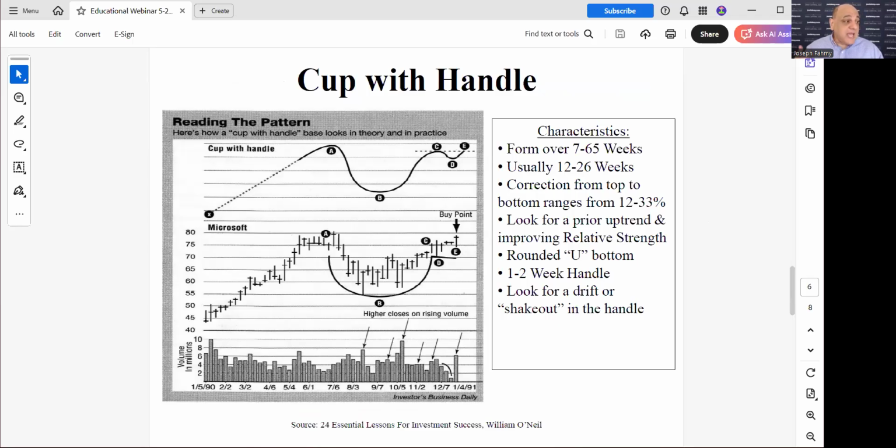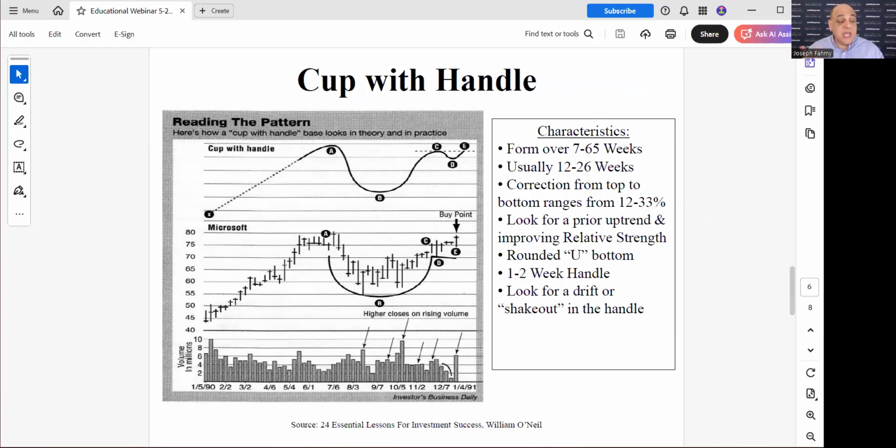So, cup with handle. A lot of people say, can you draw a cup with handle in the chart? And I used to think, I didn't know. It's actually not a bad question, because I didn't know what it was. Just think of a coffee cup or a teacup with a handle drawn out. And that's what it looks like on the top in practice. And down below is an actual example of Microsoft. Cup with handles can work on daily charts mostly, also weekly charts.